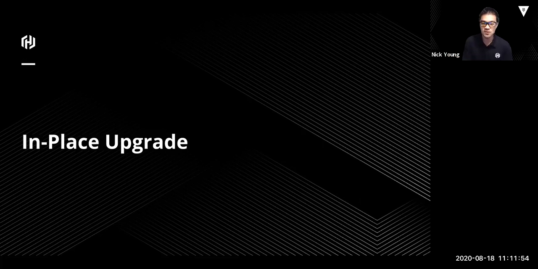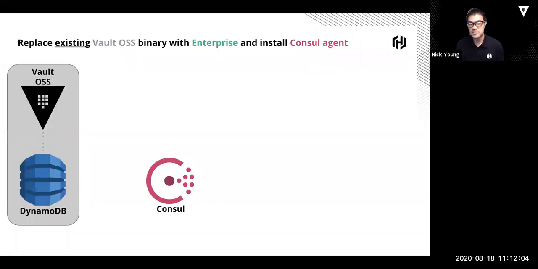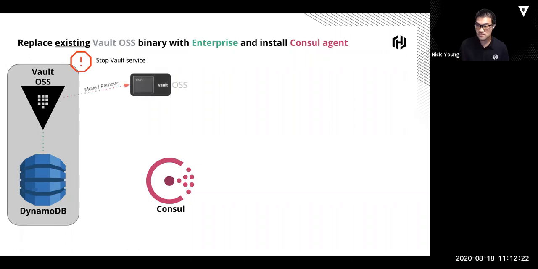Now the next part is to think about how you want to upgrade your Vault open source binaries to enterprise. And this is where I break out the 3 options for that approach. The first approach is an in-place upgrade, in which you're basically replacing the existing Vault open source binary with the Vault Enterprise binary. And you're also installing Consul Agent, which is just a best practice from HashiCorp. The key thing here is to make sure that you stop the Vault service first. And the first thing you want to do is move or remove the Vault open source binary. Since it's a single binary, you obviously know where it runs.